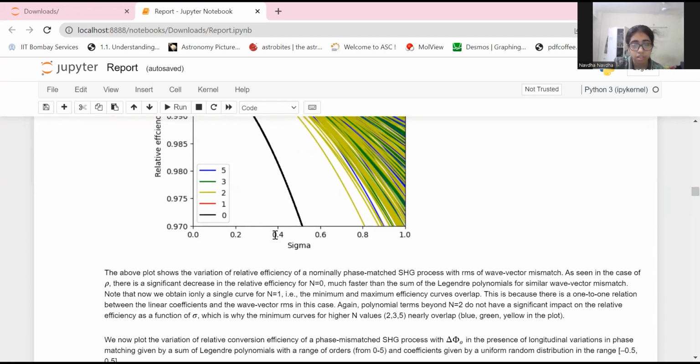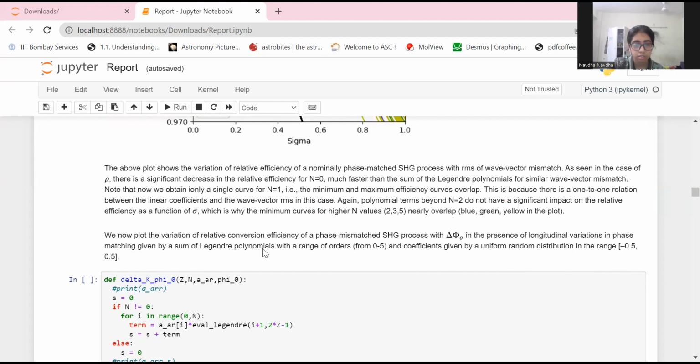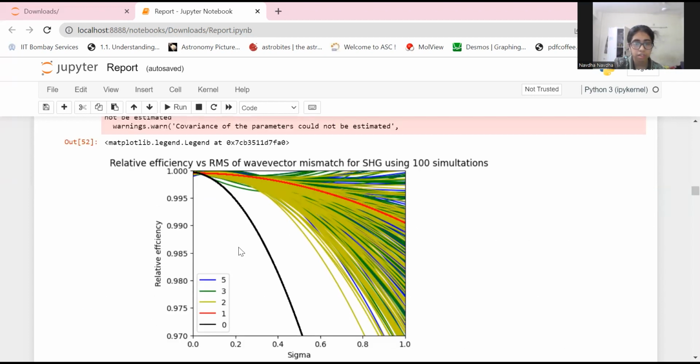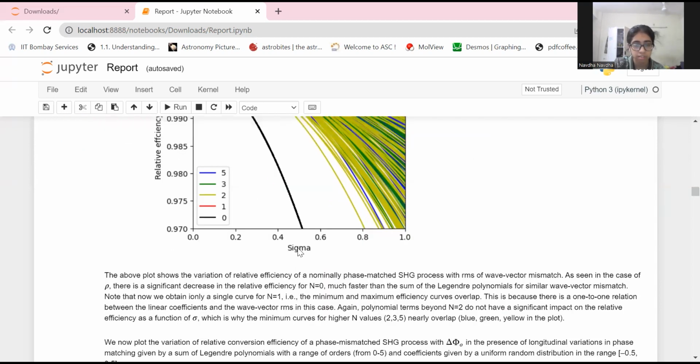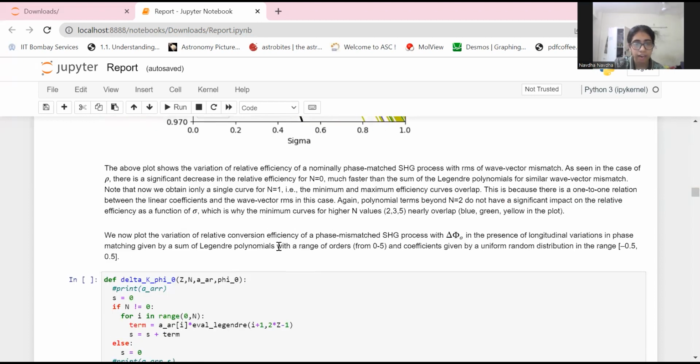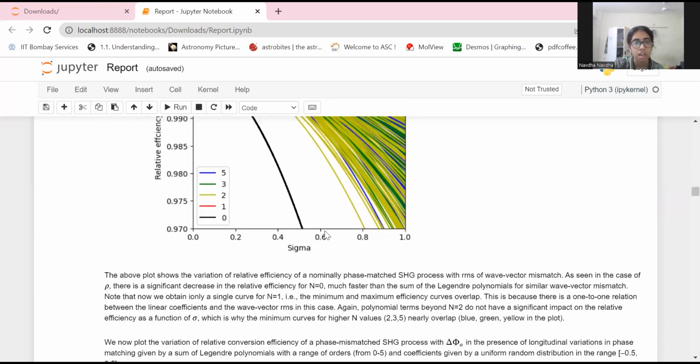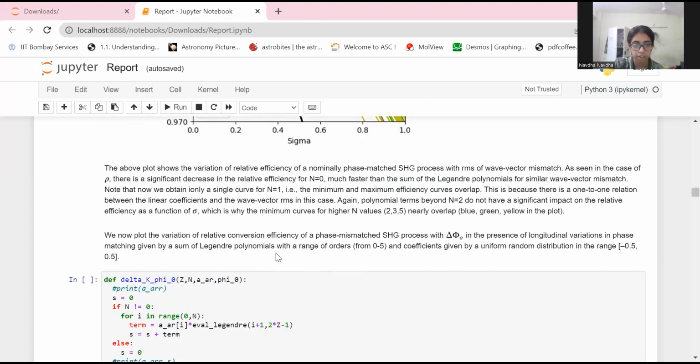So then we choose to analyze... now all of these simulations for relative efficiency versus rho and relative efficiency versus sigma were done for delta phi naught equal to 0. Now we add a constant phase mismatch delta phi naught, and the longitudinal variations are still present, but now rho is fixed. Rho we take to be 0.5. And we choose the coefficients of the Legendre polynomials randomly from the uniform distribution minus 0.5 to 0.5. And then we analyze the impact on relative efficiency with a varying delta phi naught.